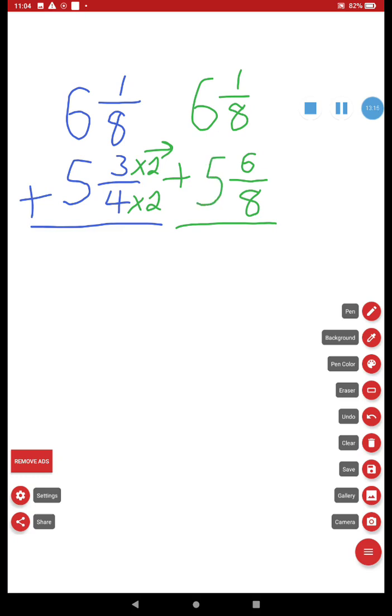Now I can add them together. 1/8 plus 6/8 gets me 7/8. Now I add the whole numbers. 6 plus 5 gets me 11. Can 7/8 be simplified? No, it can't because 7 is prime. 11 and 7/8 is my answer.